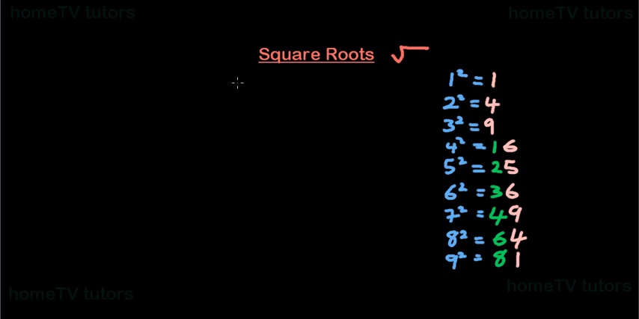So let's find out 196. The first thing, you look for the unit number. You come to the squares. We have 4, and we also have 6.